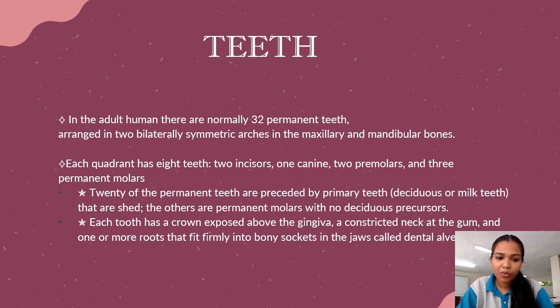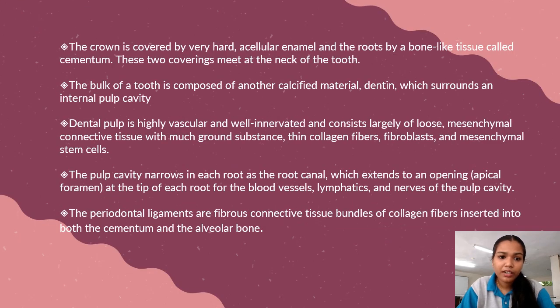Each tooth has a crown exposed above the gingiva, a constricted neck at the gum, and one or more roots that fit firmly into bone sockets in the jaw called dental alveoli. The crown is covered by very hard acellular enamel and the roots by a bone-like tissue called cementum. These two coverings meet at the neck of the tooth. The bulk of a tooth is composed of another calcified material, dentin, which surrounds an internal pulp cavity.